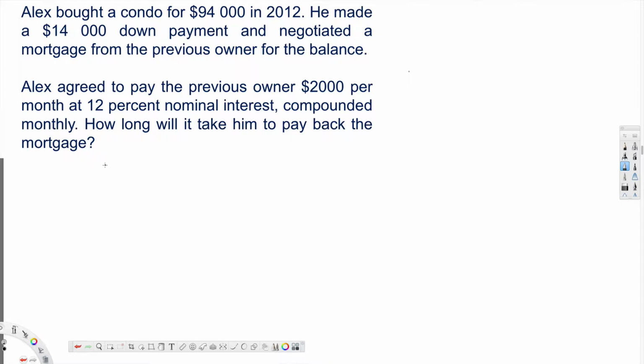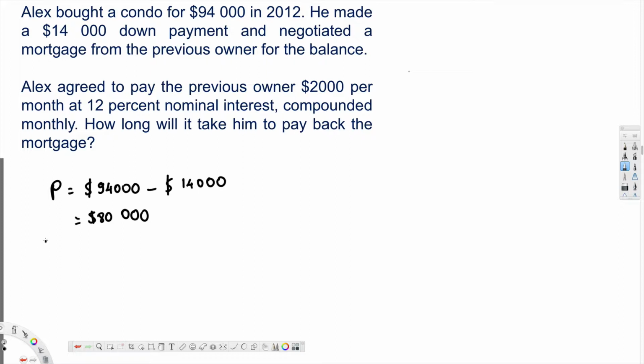Okay, now let's see how to calculate this one. First of all, the P value is going to be, here it says he bought the condo for $94,000 in 2012 and he made a $14,000 down payment. So the balance he has to pay is 94,000 minus 14,000, and that is 80,000.